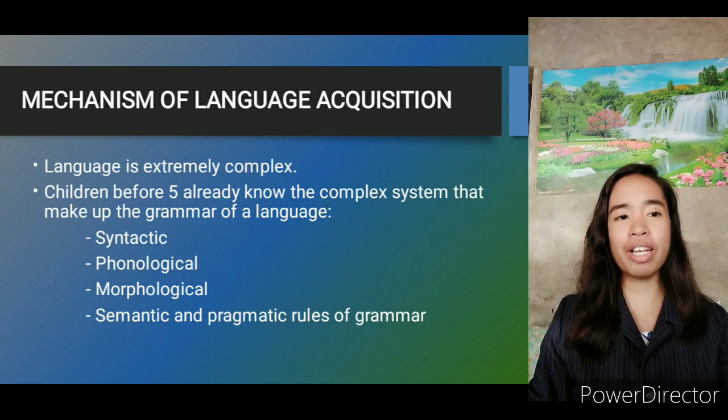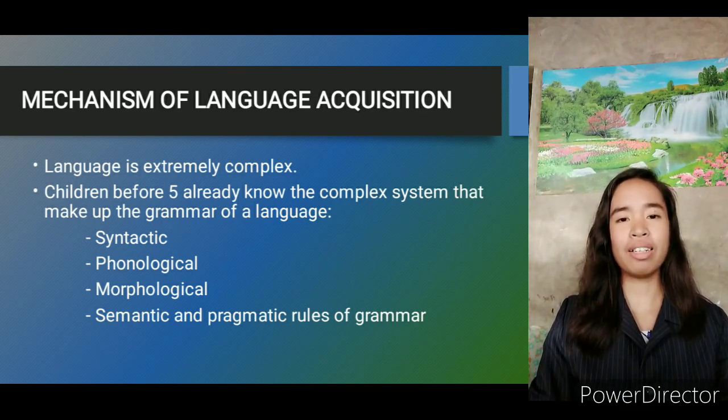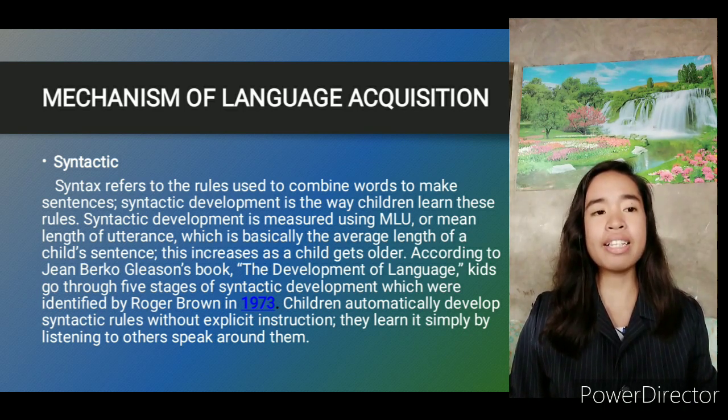Language is extremely complex. Children before 5 already know the complex system that makes up the grammar of a language: syntactic, phonological, morphological, semantic, and pragmatic rules of grammar. Syntax refers to the rules used to combine words to make sentences. Syntactic development is the way children learn these rules. It is measured using MLU, or mean length of utterance, which is basically the average length of a child's sentence. This increases as the child gets older.